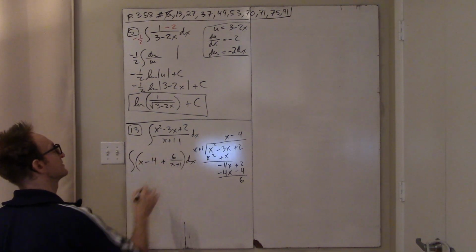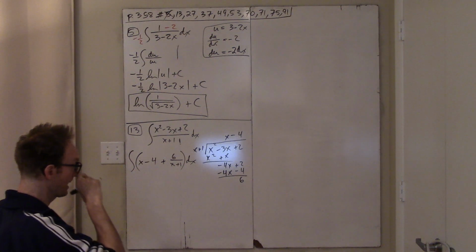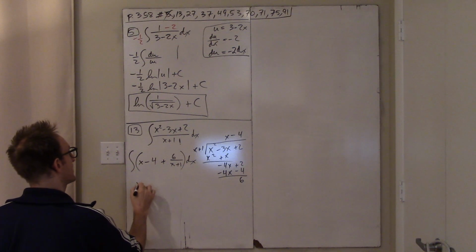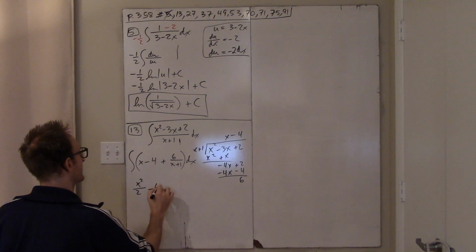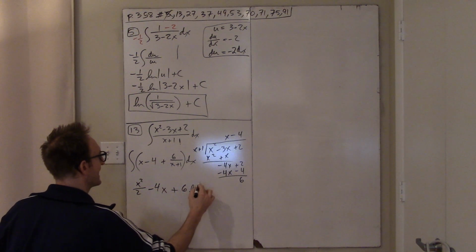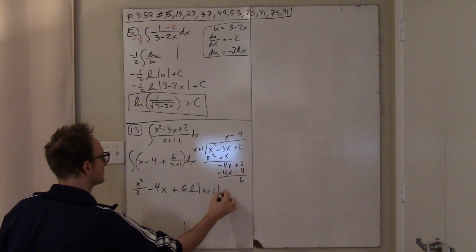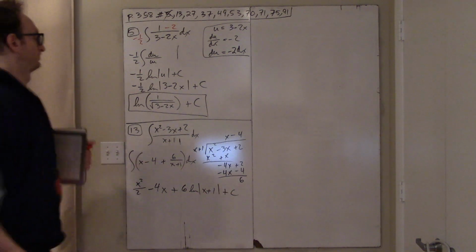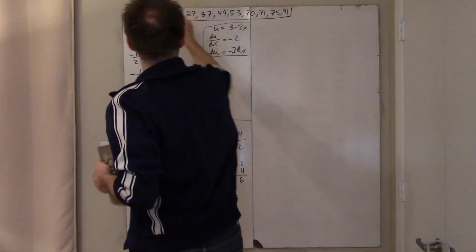And now this is very easy to anti-differentiate. You just do it term by term. So we get x squared over 2 minus 4x plus 6 ln absolute value x plus 1 plus c. Cool. Good.